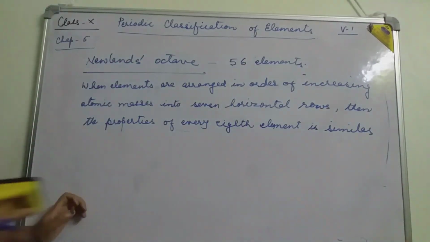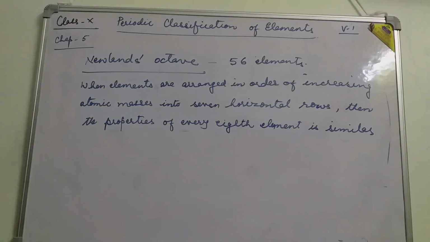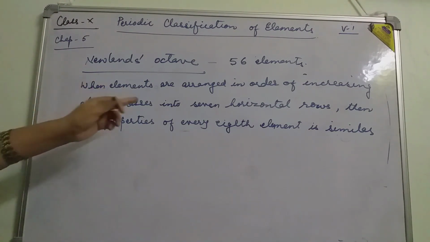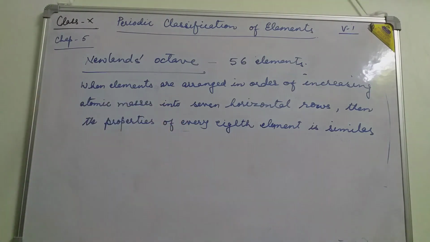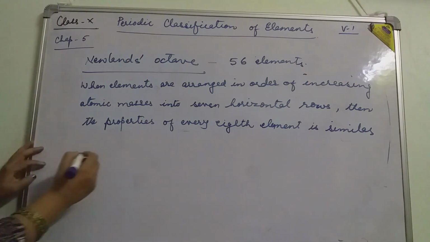So he arranged all the then known elements, 56 elements, into octaves and said that according to the sa re ga ma pa dha ni sa, the 7 notes, the property of the first element is similar to the property of the eighth element.